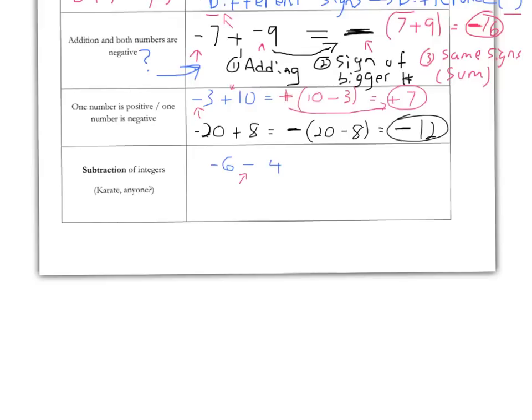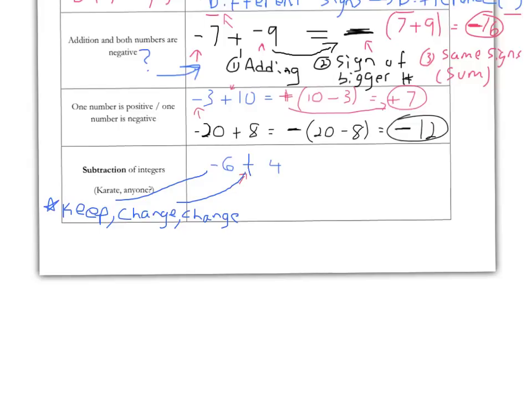We're going to use something that we call keep, change, change. Now here's how this works. We're going to keep the sign on this front number, the negative 6. That does not change. It stays the same. So that's the keep. We're going to keep that negative 6. The first thing that we're going to do is change this subtraction to addition.